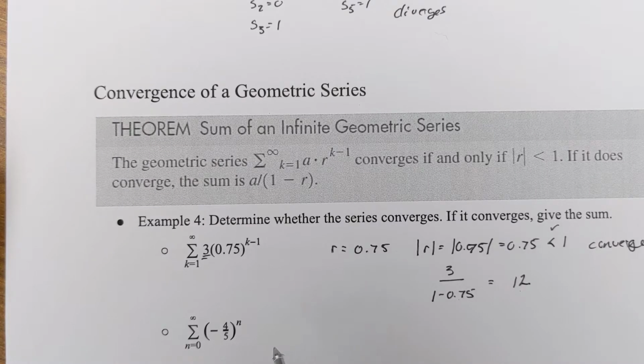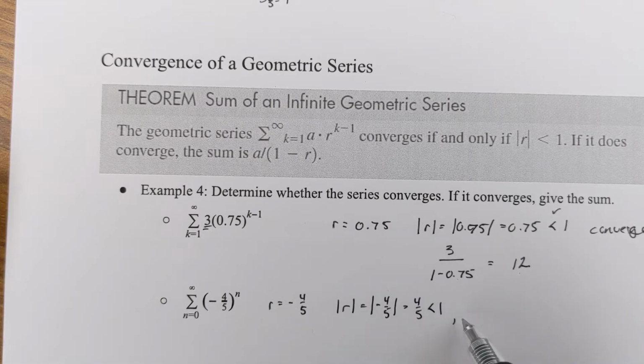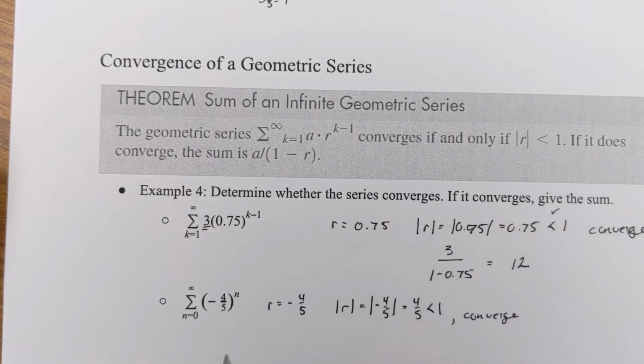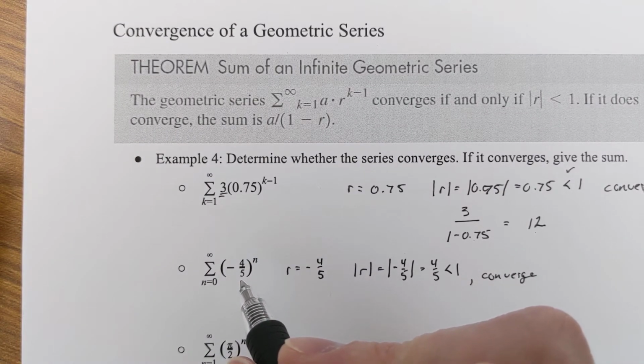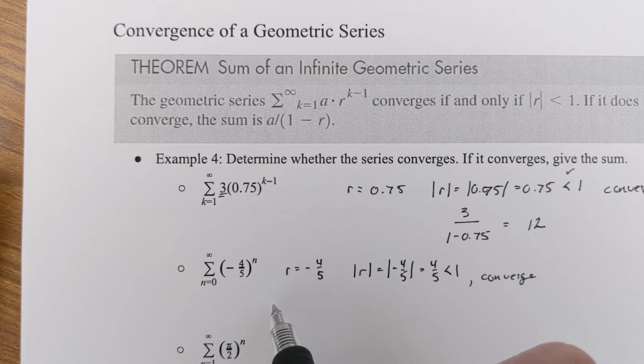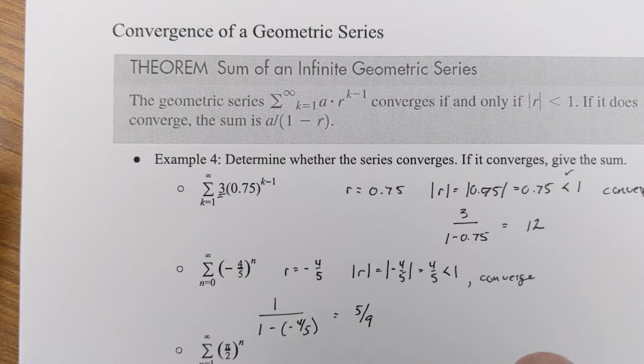So for this guy, r is negative 4/5. So the absolute value of r is the absolute value of negative 4/5, which is positive 4/5, which is less than 1. So this one will also converge. In this case, the first term is 1. So 1 over 1 minus r, so 1 minus negative 4/5. That's 1 plus 4/5, so that's 9/5 on the bottom. 1 divided by 9/5 is 5/9.